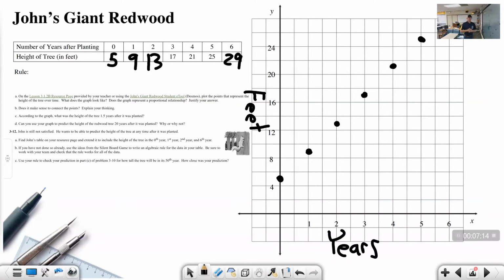Okay, question. What does this graph look like? Well, it looks like a straight line to me. Is it proportional? Because it's a straight line, is it proportional? And the answer is no, because it does not start at 0, so no.